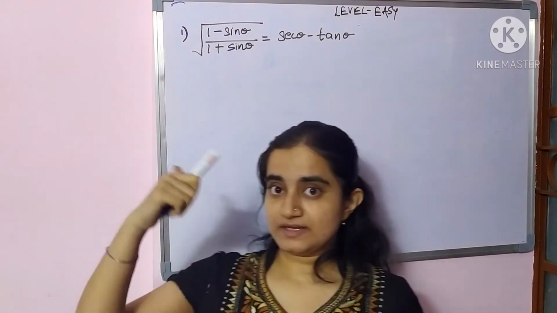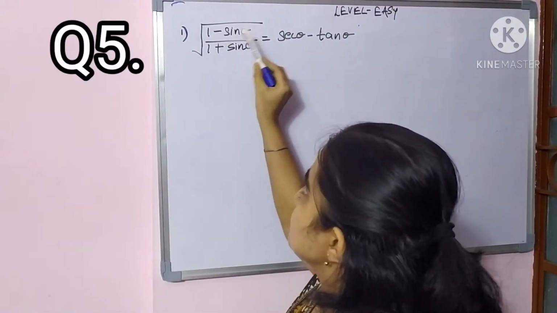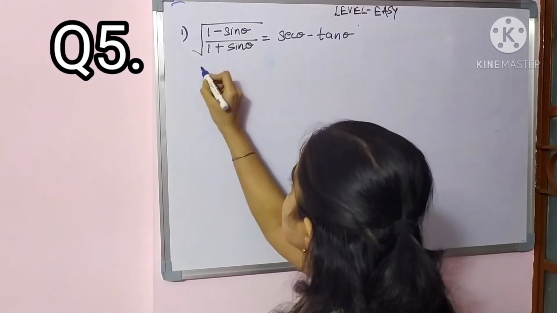Okay, so moving on to our next question. This is our next question: 1 minus sin theta upon 1 plus sin theta. We will take LHS.